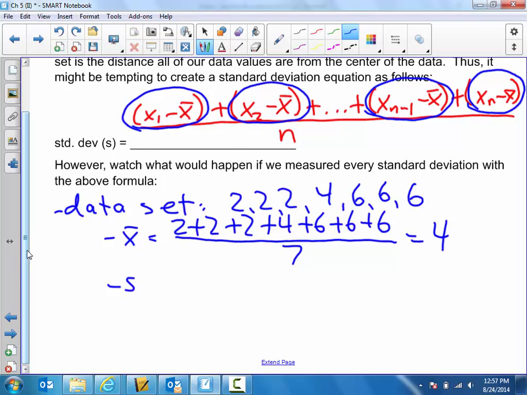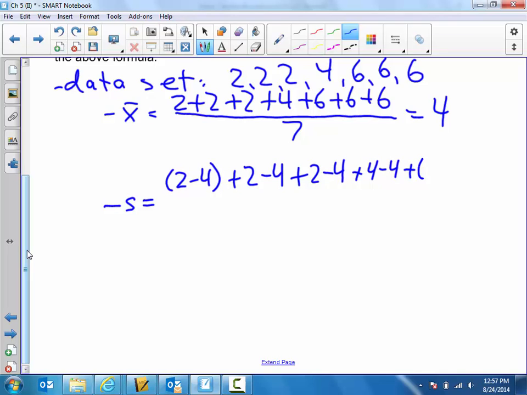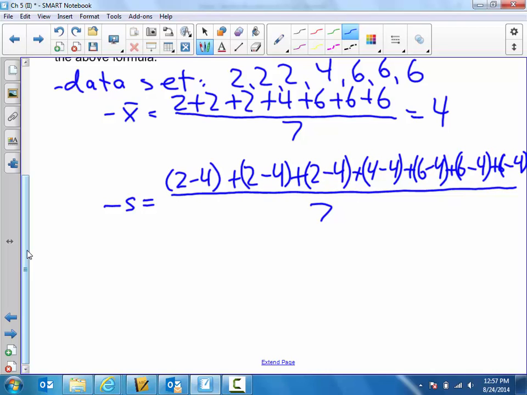Okay. So if we were to calculate the standard deviation from this, with that lowercase s standing for sample standard deviation, I'm going to put this below a little bit. s would be equal to 2 minus 4 plus 2 minus 4 plus 2 minus 4 plus 4 minus 4 plus 6 minus 4 plus 6 minus 4 plus 6 minus 4, parentheses all through here, okay? Divide through by the 7 data values you've got.